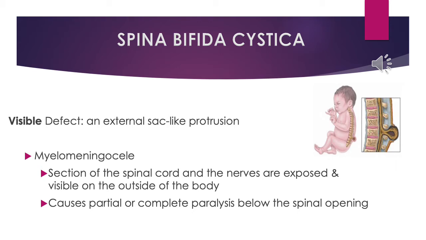Spina bifida cystica encompasses myelomeningocele. With myelomeningocele, a section of the nerves are exposed and visible on the outside of the body. With this type of spina bifida, we are going to see a visible defect, which is an external sac-like protrusion, and you can see a picture of this on the slide. This will cause partial or complete paralysis below the spinal opening.